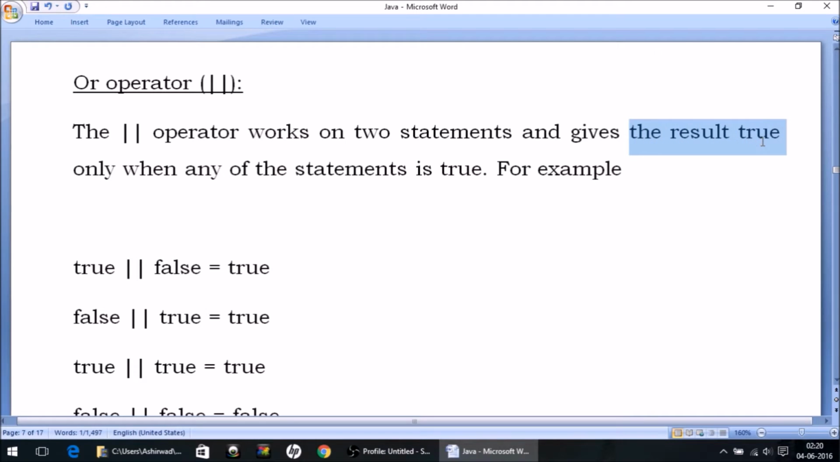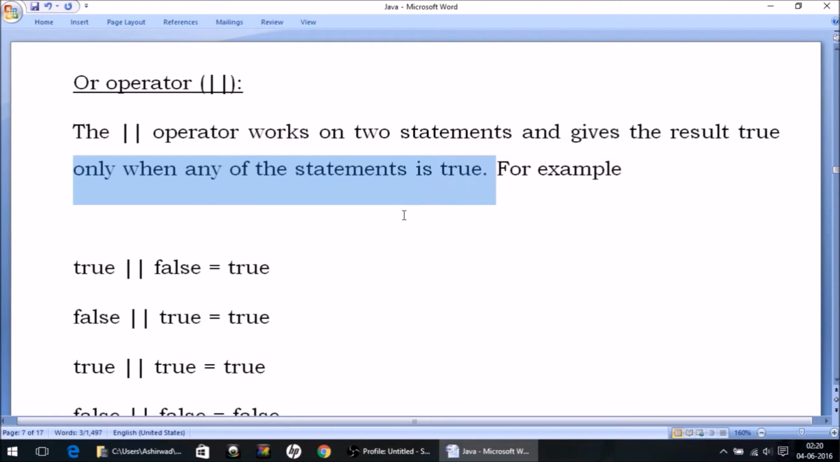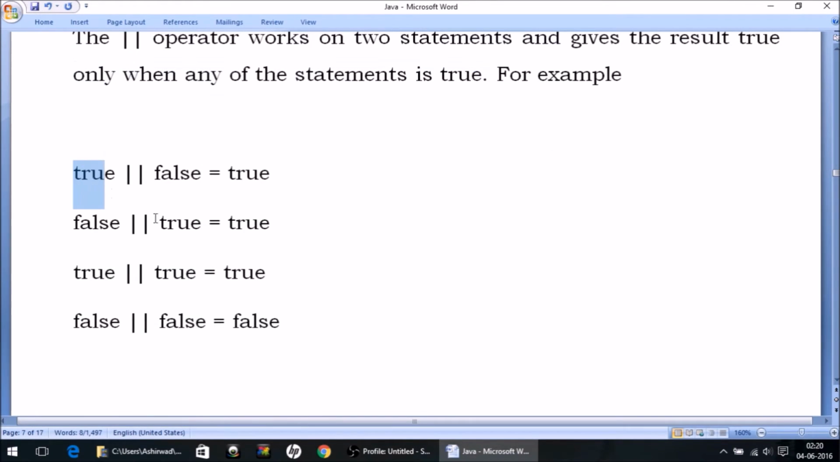The result true will be obtained only when any of the statements is true, or simply, if any one statement is true, you are going to get the result true. Okay, so when is it false? Of course, when both the statements are false. So this is the OR operator.